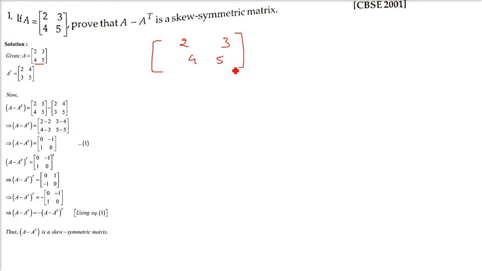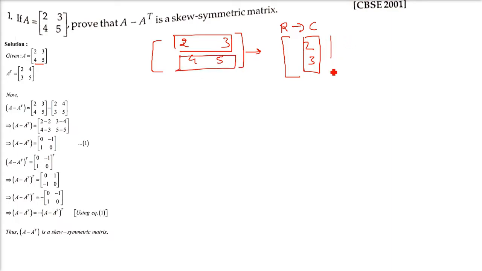Now when we take the transpose, it means you have to change the rows to columns. This is the first row, now just convert it into a column. 2 here, 3 here, so the row is converted into a column. 4 and 5 will be a column too. So the rows have been changed to columns. This matrix is called the transpose of the matrix. If this is A, this is going to be the transpose, so we put a T over A.